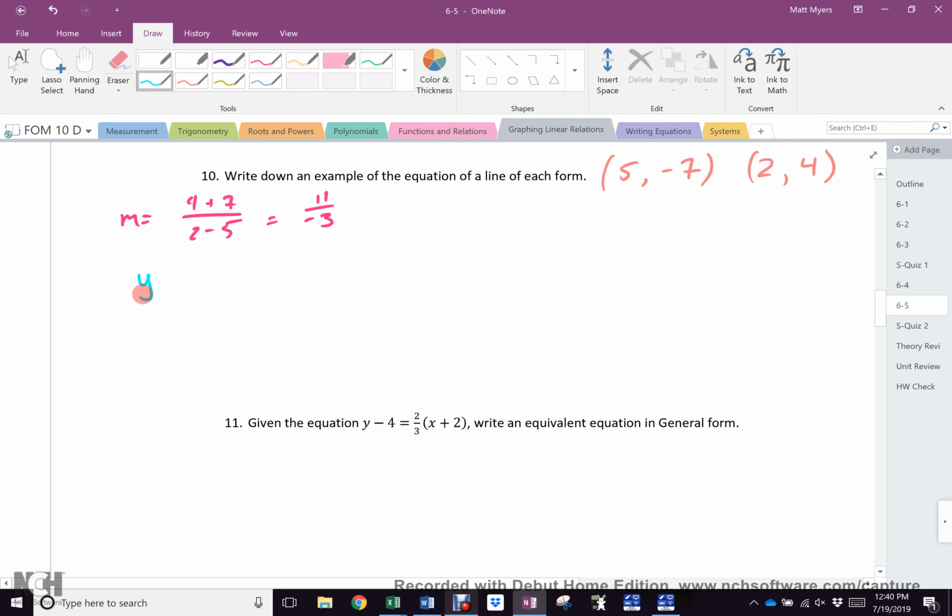Why? What could I write here? I could write y minus negative 4 equals, what would I write here? Negative 11 thirds x, I'm using the 4. So it would be x minus 2. That's option 1. What is option 2?